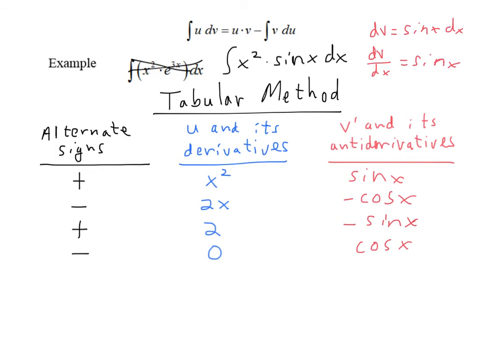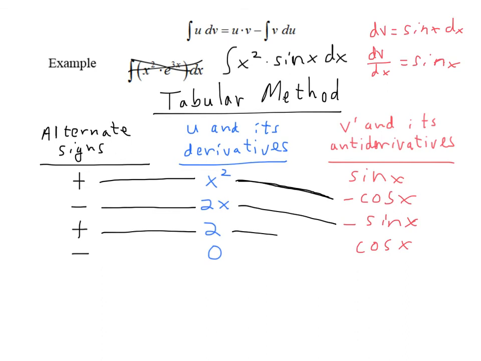So, now here's what you do. You might remember what we said. That first term consisted of just multiplying the u by the first antiderivative. So you're going to draw a straight line across, horizontal line across, and then a diagonal line down. Alright? And then we do the same thing here. Horizontal, diagonal down. Horizontal, diagonal down. And once we get to 0, there's nothing to connect it to, so we stop.